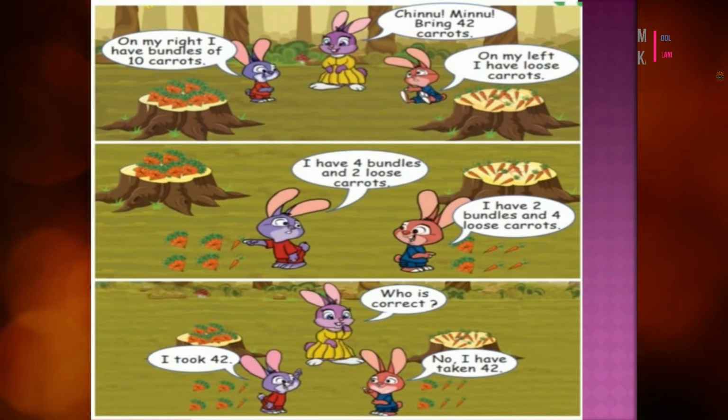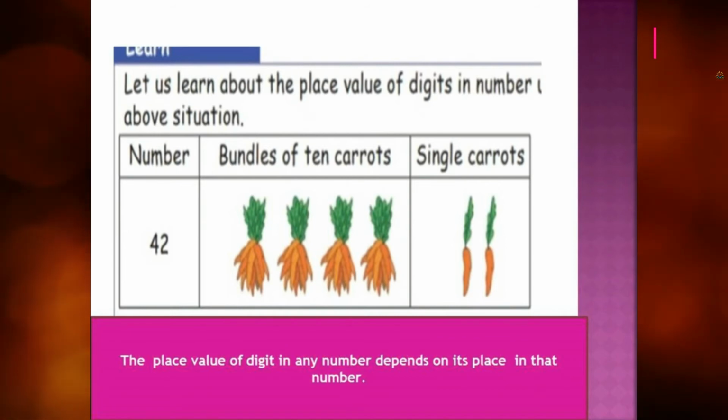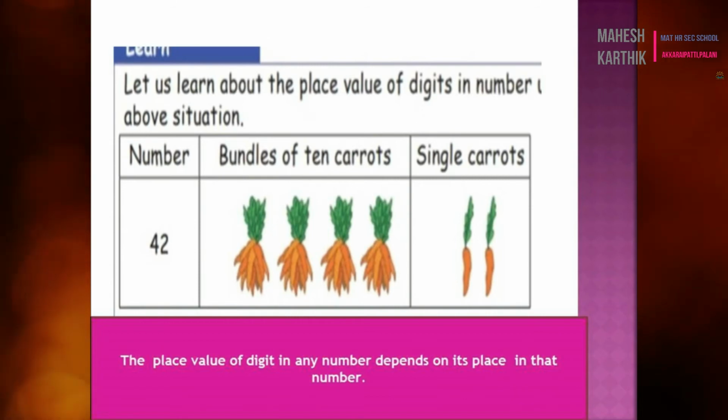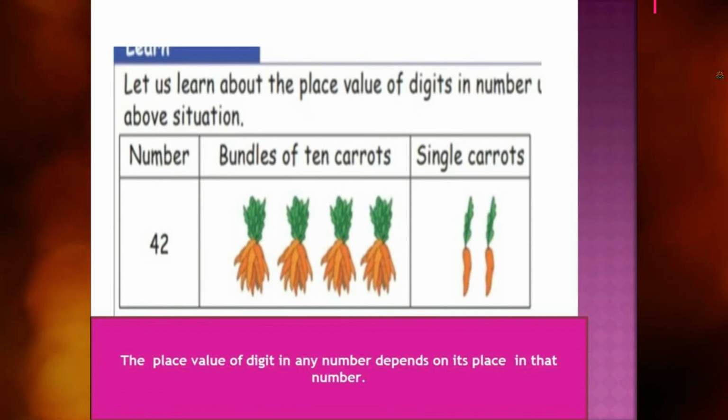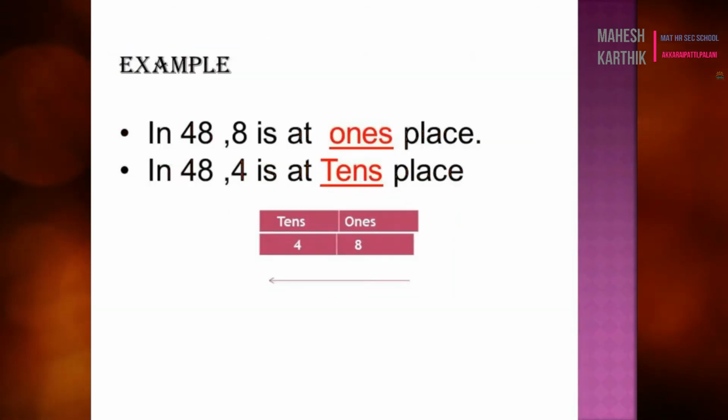Let's see how. Let us learn about the place value of digits in a number using the above situation. How many carrots does the mother have to take? 42. Chinnu took how many bundles? 4 bundles. Yes, bundles of 10 carrots. Each bundle contains 10 carrots, so 4 bundles is 4 tens or 40. How many single carrots has he brought? He has brought 2 single carrots. So 4 tens and 2 ones. So totally 42.